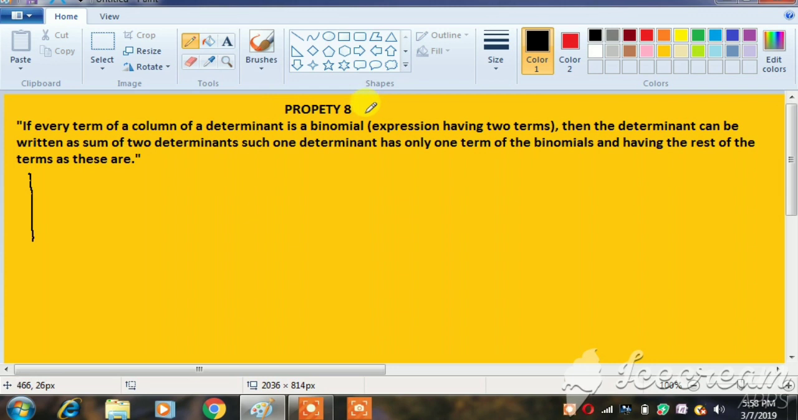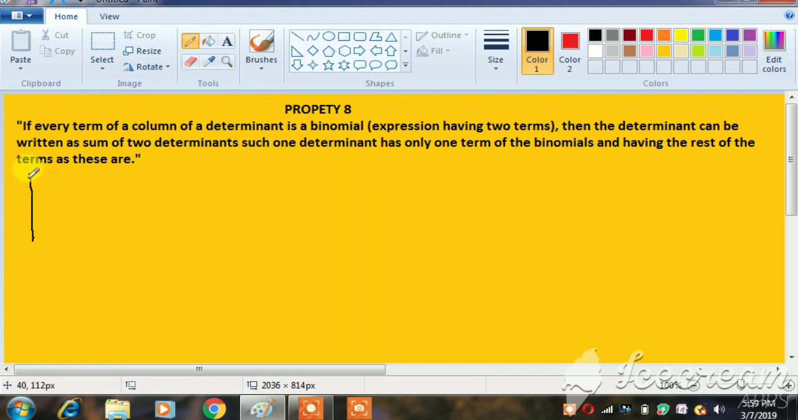So here we come to the property 8, which states if every term of a column of a determinant is a binomial, that is expression having two terms, then the determinant can be written as the sum of two determinants such that one determinant has only one term of the binomials and having the rest of the terms as they are.